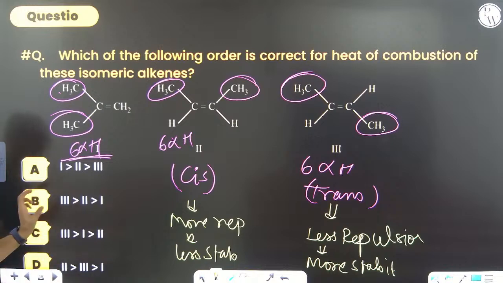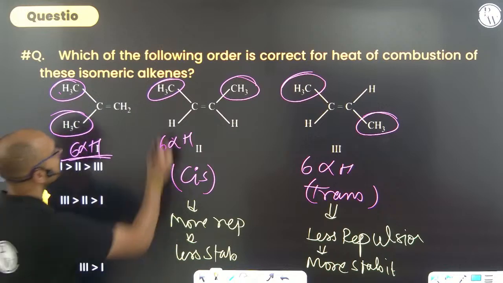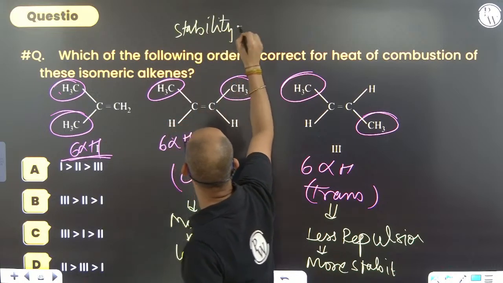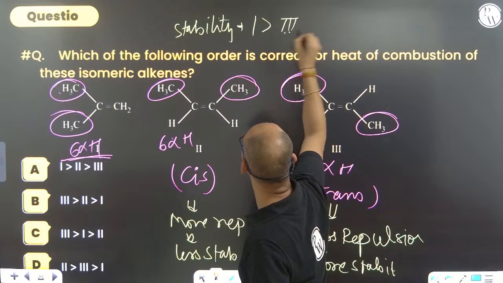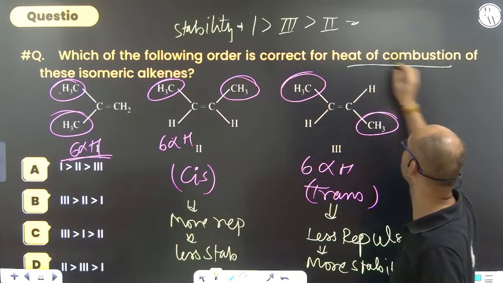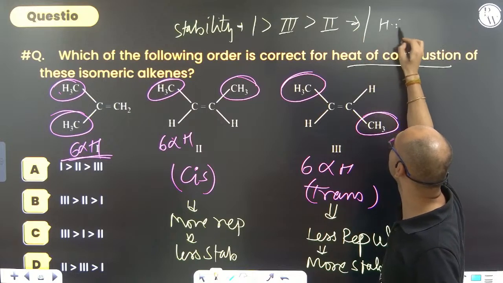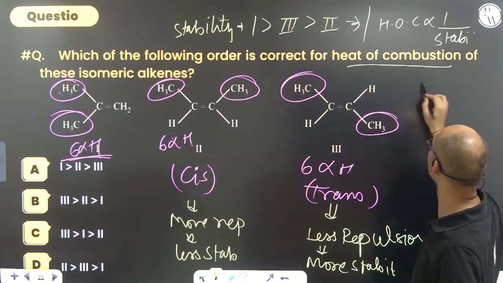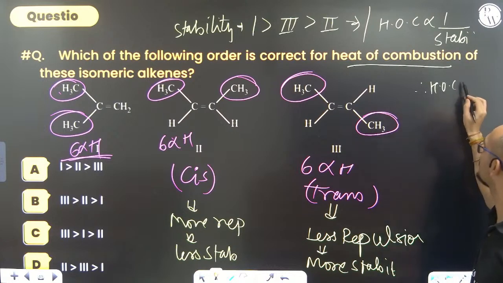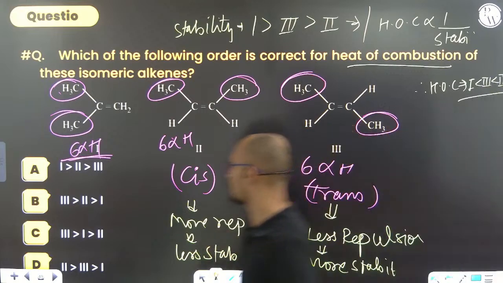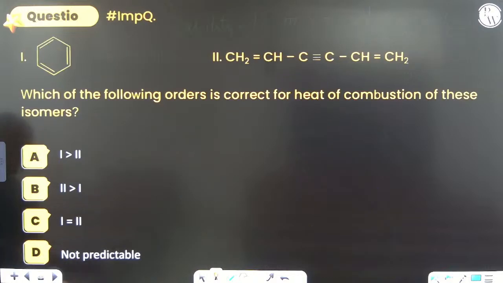So what is it asking? Stability, so we write 1 more than 3 more than 2. But it is asking for heat of combustion. Now heat of combustion is inversely proportional to stability. Therefore heat of combustion will be just the opposite, meaning 1 less than 3 less than 2. So 2 is maximum, then 3, then 1. Option D.